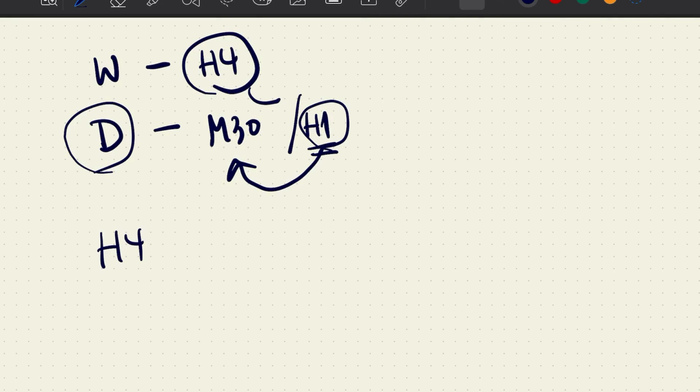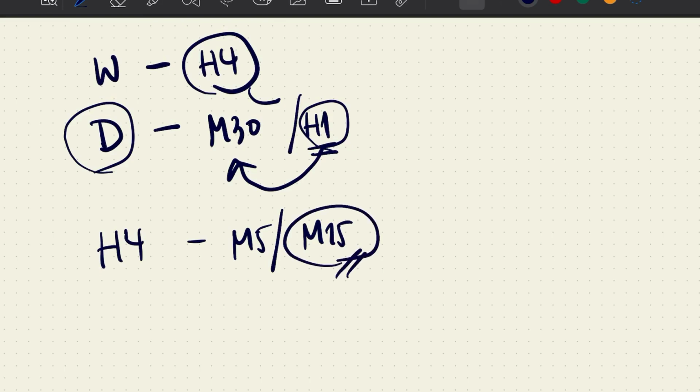Okay, I don't really do M30, I don't do H1, but H4. I like big pips, big movements. Okay, so H4 I pair with either M5 or M15. Yet once again, I always pair it with the higher time frame. So I will go with M15 first, and if I cannot find anything, then I will switch down to M5. Okay, so that's it for the bonus.